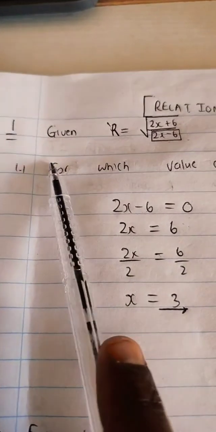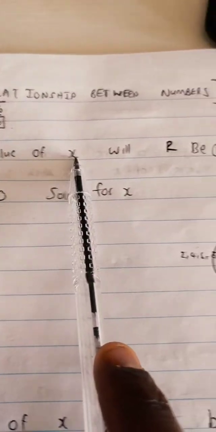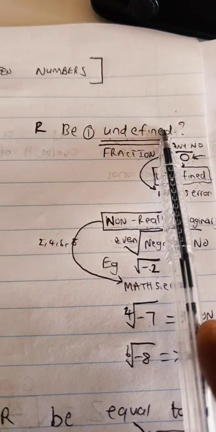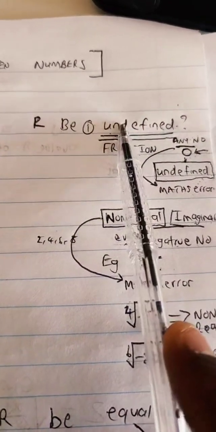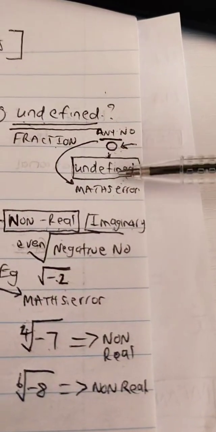Okay, so guys, so far 2 important concepts. For which value of x will r be undefined? Remember, I said undefined means what? Any number divided by 0 means undefined.